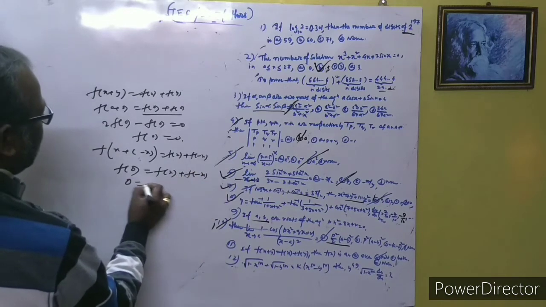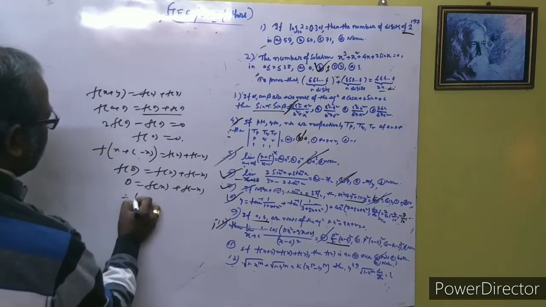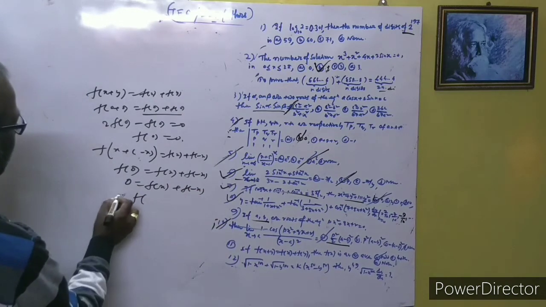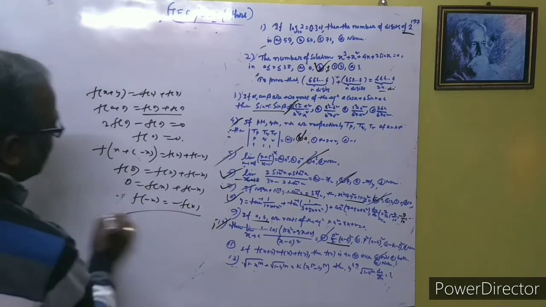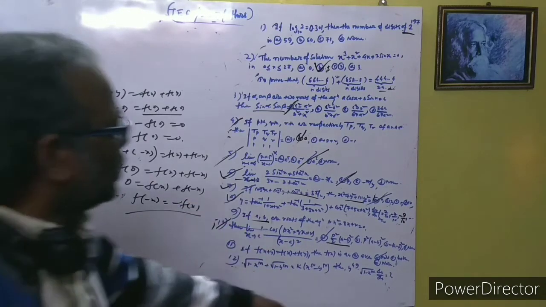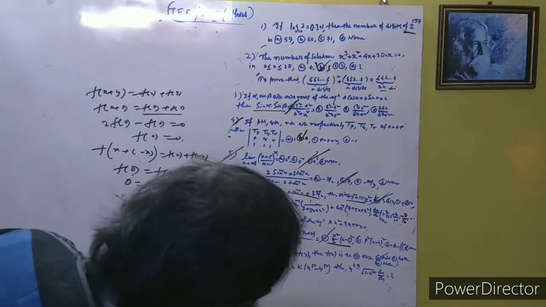See, this is 0, this is x, and this is minus x. So therefore f of minus x is equal to minus f of x, and this is the property of which function? So which option? This is the second option. And now this is for the last question, question 12.